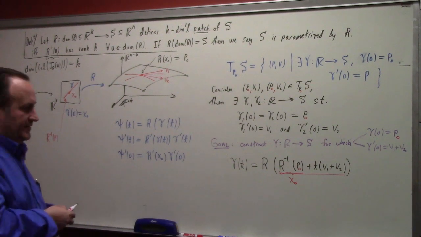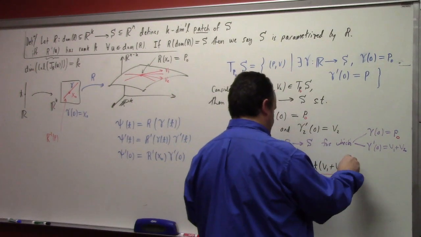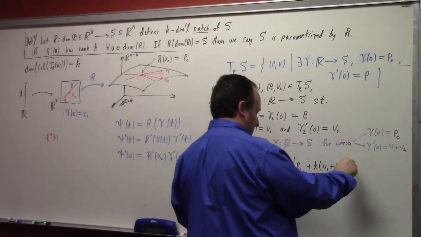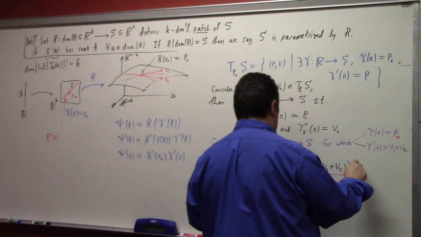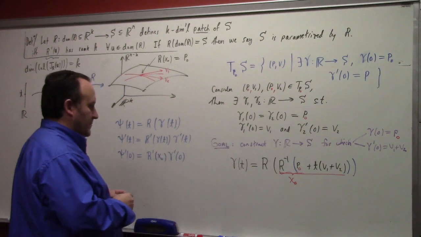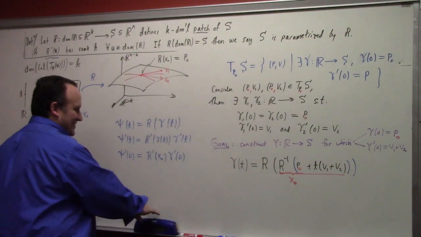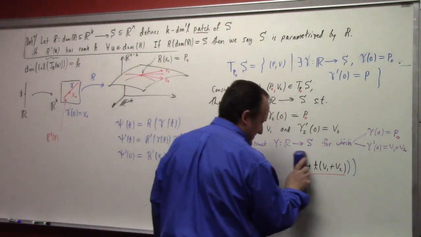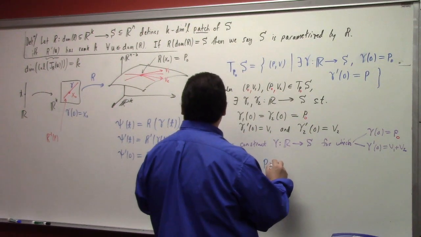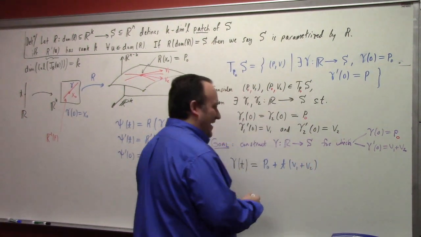But I actually think I can reasonably do the following. Check this out. Or maybe more to the point, just do this. P naught plus T times V1 plus V2. There you go. How about that?